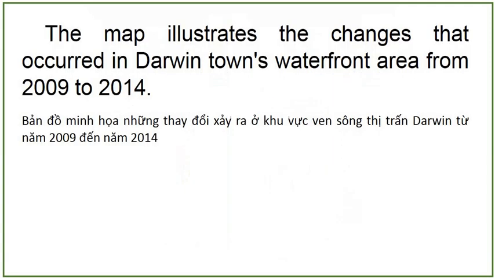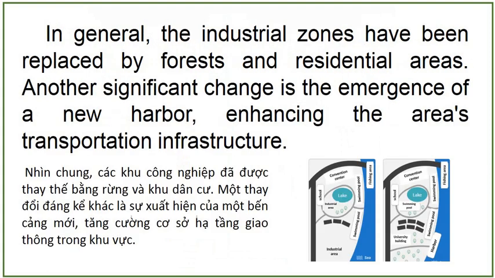The map illustrates the changes that occurred in Darwin town's waterfront area from 2009 to 2014. In general, the industrial zones have been replaced by forest and residential areas. Another significant change is the emergence of a new harbor enhancing the area's transportation infrastructure.